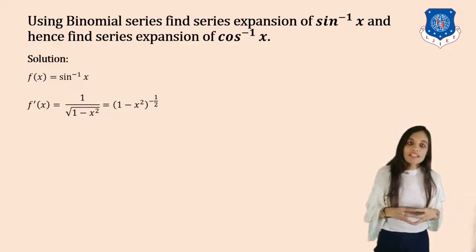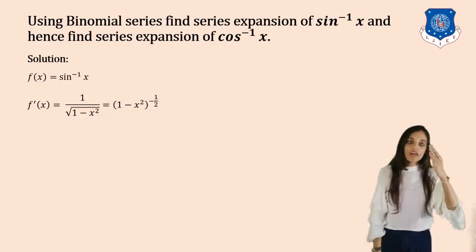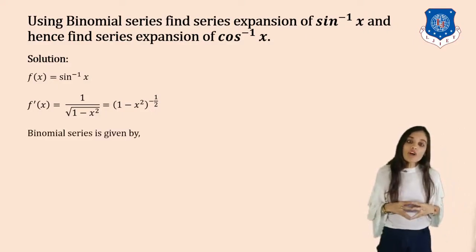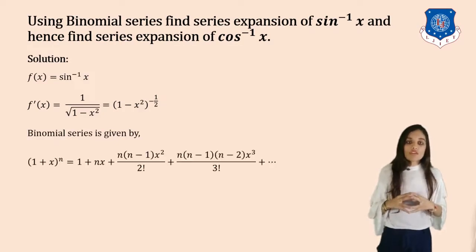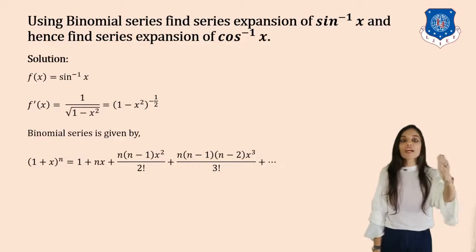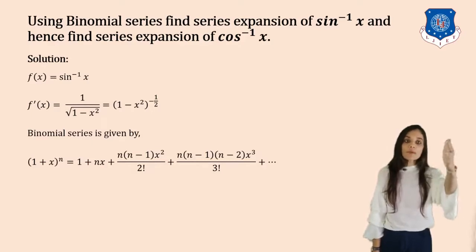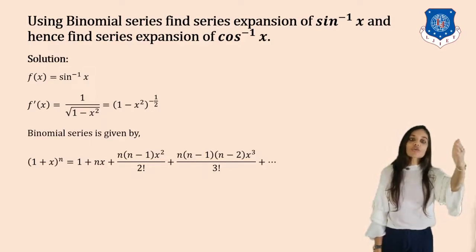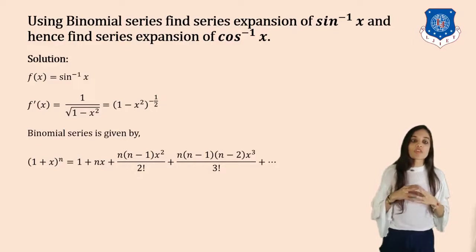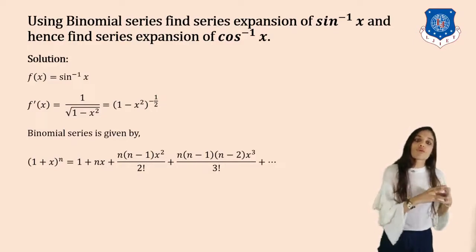Now we'll modify this and represent it as (1 minus x square) raised to minus half. Now we all know what is binomial series. So binomial series is given by (1 plus x) whole raised to n, that is equal to 1 plus nx plus n into (n minus 1) upon 2 factorial x square plus n into (n minus 1) (n minus 2) upon 3 factorial x cube and so on.